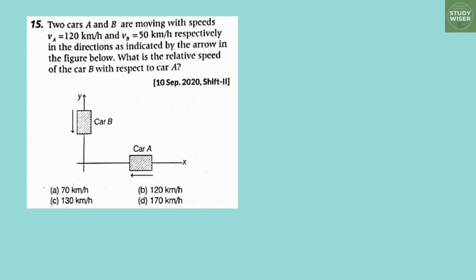Now coming to the 15th question. Two cars A and B are moving with speeds VA is equals to 120 km per hour and VB is equals to 50 km per hour respectively in the directions as indicated by the arrow in the figure. What is the relative speed of car B with respect to car A? VA వచ్చేసి 120 km per hour.